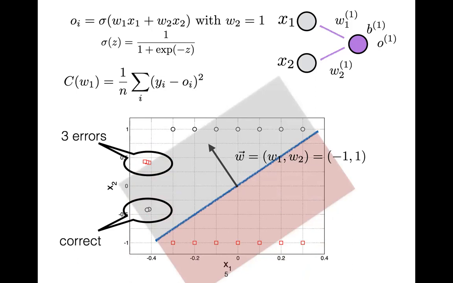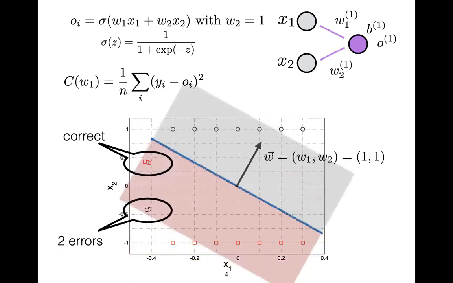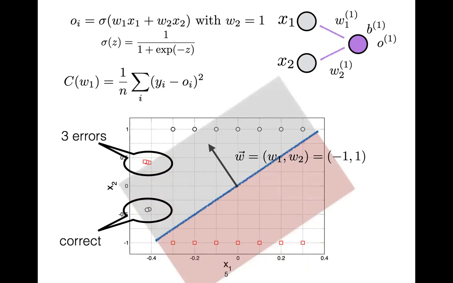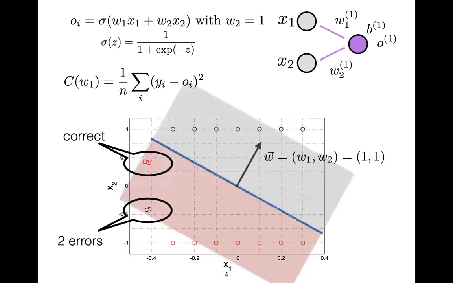But between W1 equals -1 and W1 equals 1, we go from 3 errors to 5 errors to 2 errors, right? W1 equals -1, you get 3 errors. W1 equals 0, you get 5 errors. W1 equals 1, 2 errors. So there's an increase of errors as you go from -1 toward 0, and W1 equals 1 is what you want to achieve.